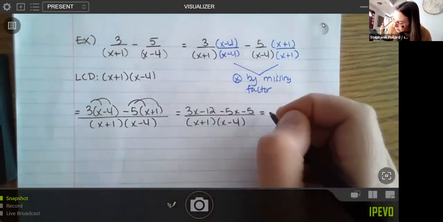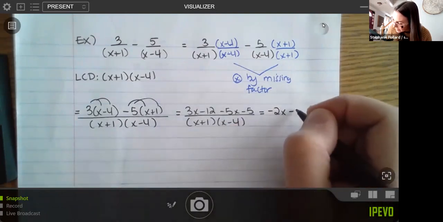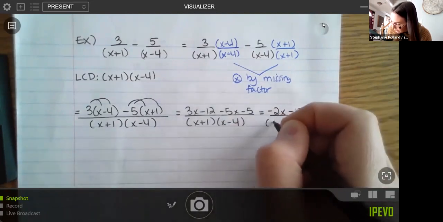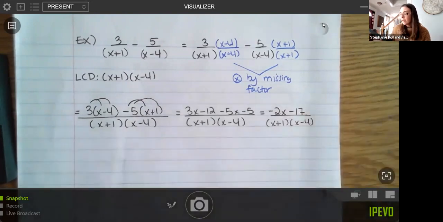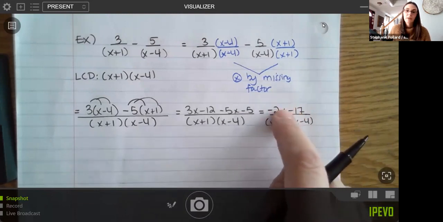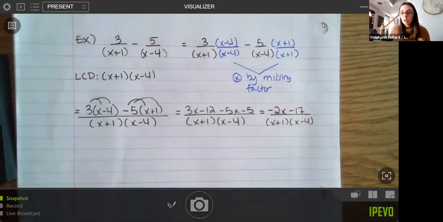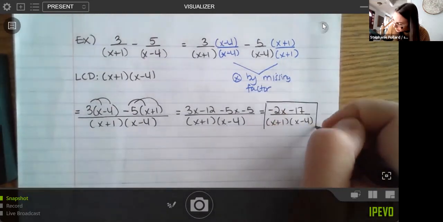3x minus 5x is negative 2x. Negative 12 minus 5 is negative 17. Now here, if I could simplify further, I would. So the only thing I can factor out of my numerator is a negative sign, which doesn't really help me too much. So I'm going to leave that as my final answer, but you would want to see if you could keep simplifying to cancel any factors in common. And now I'm done.